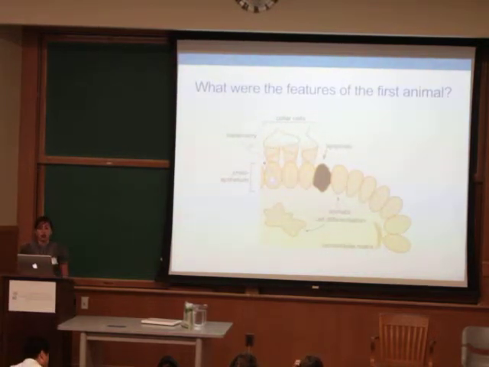It likely possessed collar cells and preyed on bacteria, and probably was able to undergo apoptosis, or programmed cell death, had an extracellular matrix, and may have been able to undergo some simple somatic cell differentiation. This is just a portion of the first animal, which was probably a hollow ball of cells.